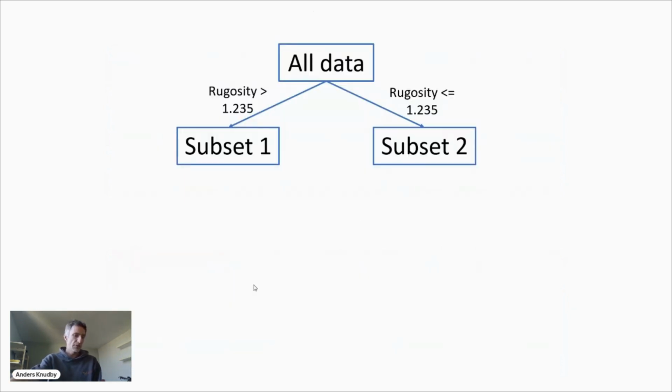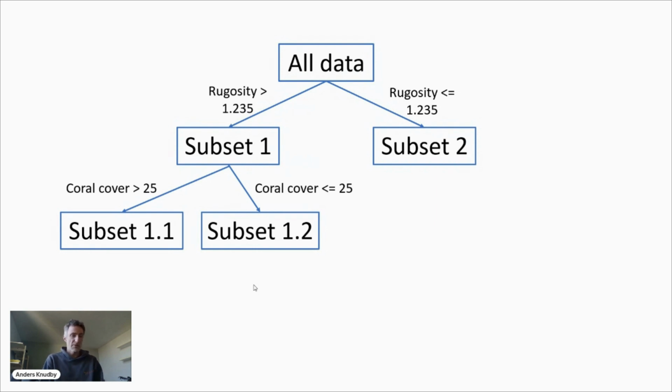Graphically, we could show something like this here in what we call a decision tree. We then proceed to find the threshold that best splits subset 1 into two smaller subsets. Here I've called them subset 1.1 and 1.2. Maybe this time it's based on coral cover. And this already illustrates an important strength of models based on decision trees, because coral cover may be important for fish diversity in areas with high rugosity, as in this example, but not important in areas with low rugosity. This is called an interaction effect, where the rugosity determines whether coral cover is important or not. And normal regression models can't take such effects into account.